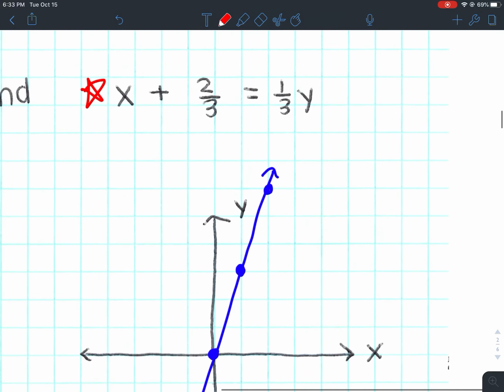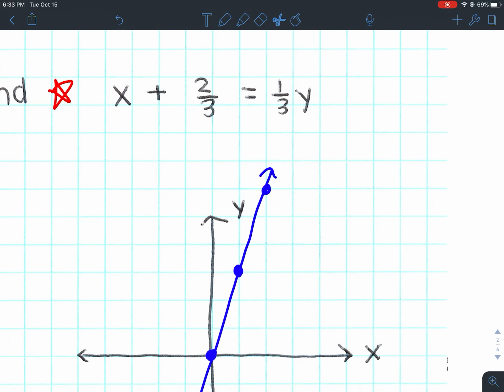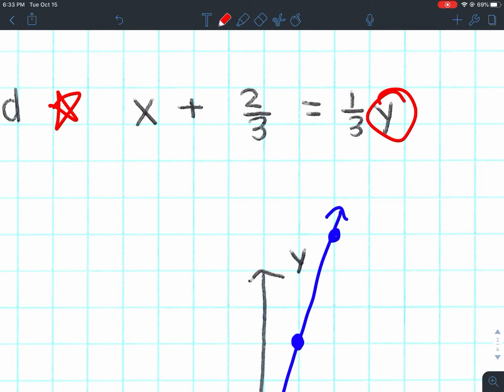I'm going to do that one in red. I'm going to go ahead and move this, actually. Okay, so I have x plus 2/3 equals 1/3 y. And you're like, whoa, that's a lot of fractions. I agree, lots of fractions. Your goal here is still trying to get y by itself. You want to get it into slope-intercept form, or y equals mx plus b. It's kind of backwards, but y is over here, and it's almost by itself, except there's a 1/3 attached.